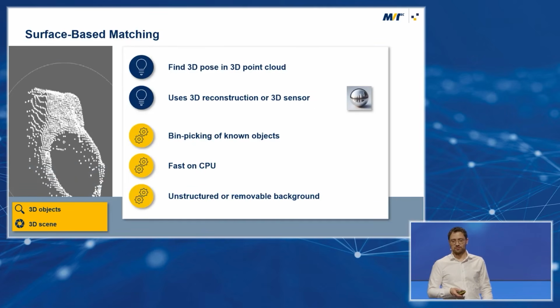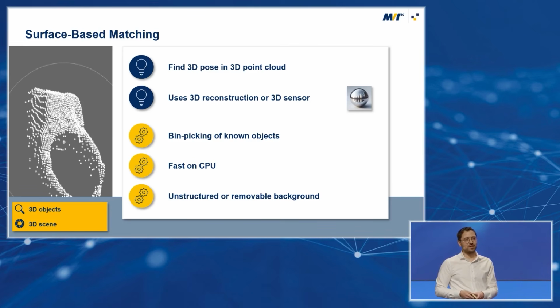And the first one, surface-based matching, is one of the classic HALCON approaches. The main key point of surface-based matching is that it does not work on images, but it works on 3D point clouds. So you have a 3D sensor, or you have a multi-view stereo, or just a 2-camera stereo setup that reconstructs the surface, the scene surface, sorry.